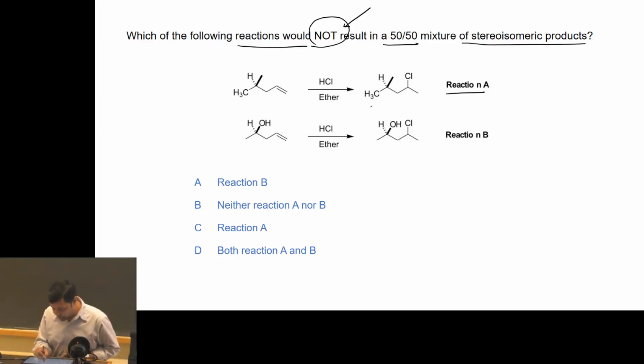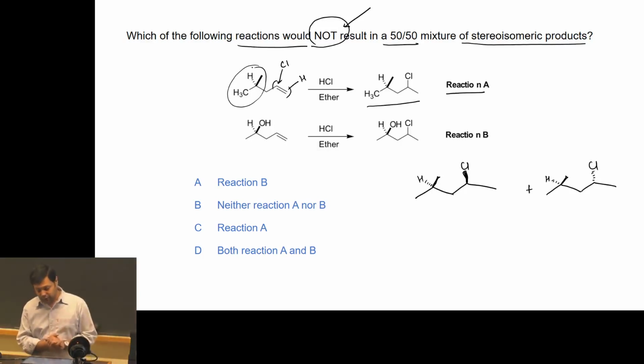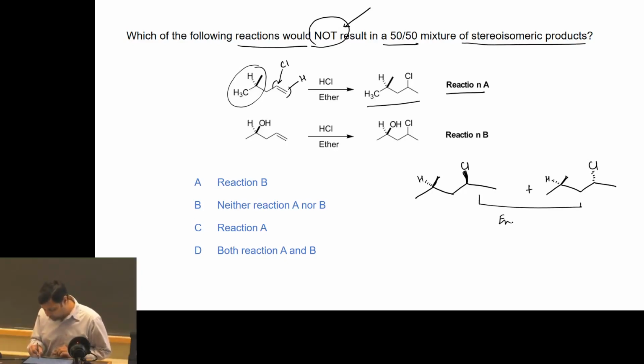Reaction A, this is the product that is formed. The reaction is taking place across this double bond. You're adding chlorine here, hydrogen here. So let's write the products. You can have the chlorine on the top. That is one product. The other product, you can have the chlorine at the bottom. This part of the molecule will not change. That's not the reaction site. All right. Now, if you take a look at both of these, these are enantiomers.